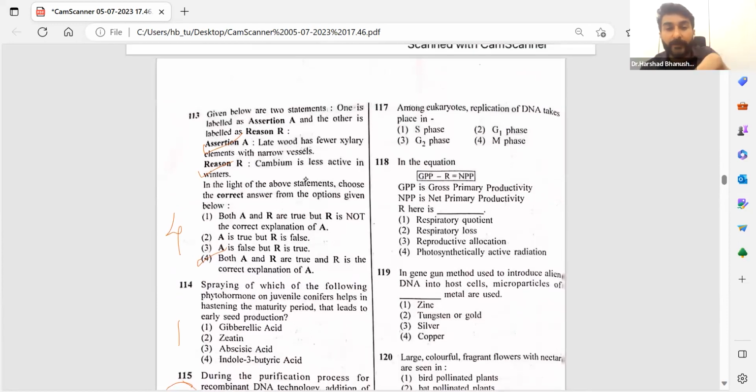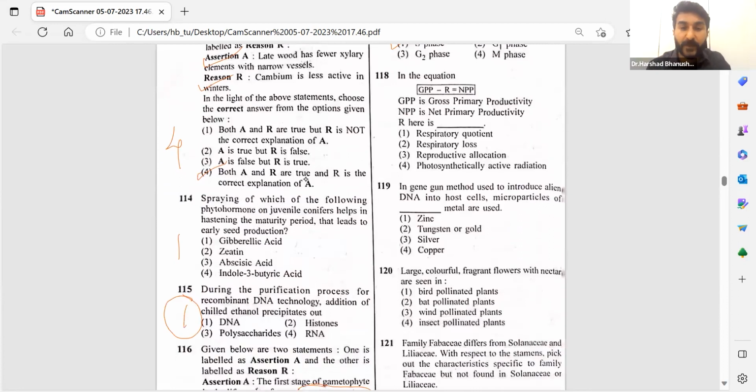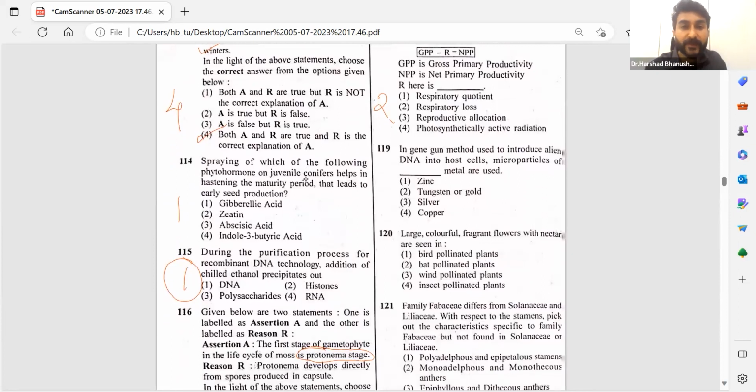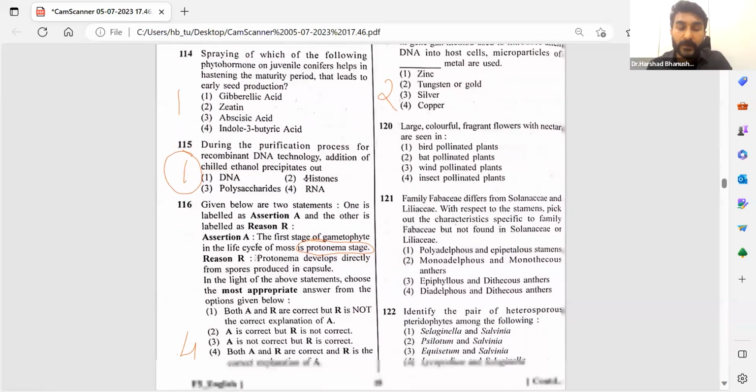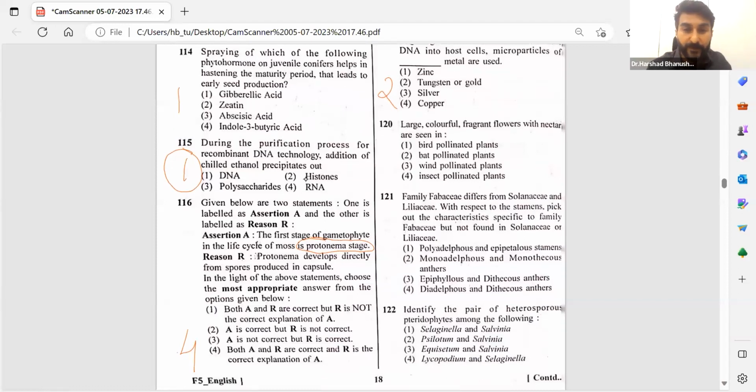Among eukaryotes, replication, so this is a very easy question, occurs in the S phase. GPP is gross primary productivity. You subtract the respiratory loss, you get net primary productivity. So R stands for respiratory loss. In the gene gun method, we use tungsten and gold beads. So your answer would be option number 2, pretty straightforward.